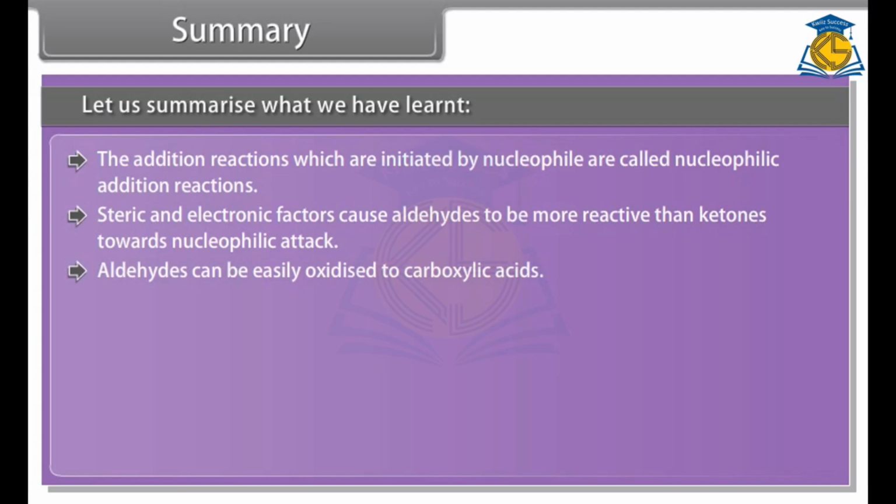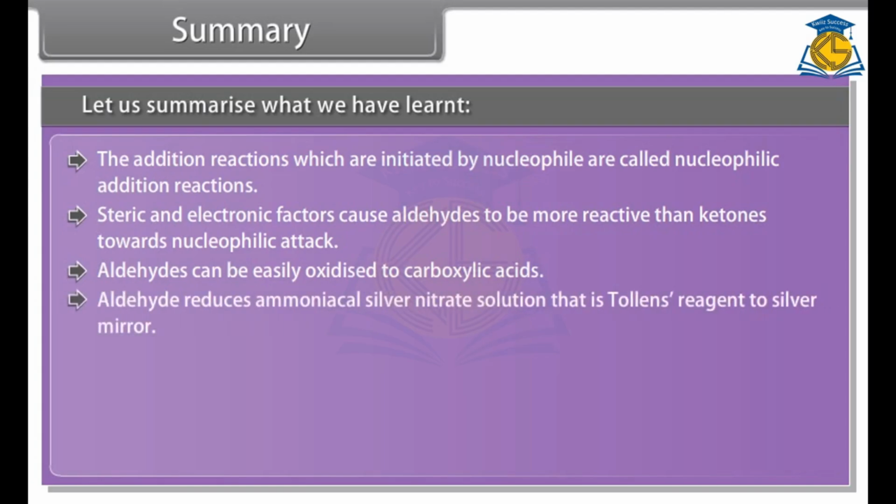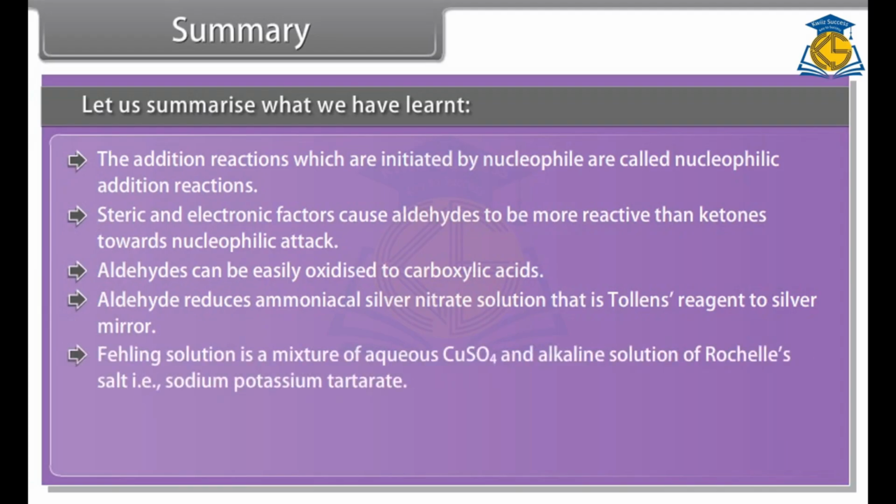Aldehydes can be easily oxidized to carboxylic acids. Aldehyde reduces ammoniacal silver nitrate solution, that is Tollens' reagent, to a silver mirror. Fehling's solution is a mixture of aqueous copper sulfate and alkaline solution of Rochelle's salt, that is sodium potassium tartrate.